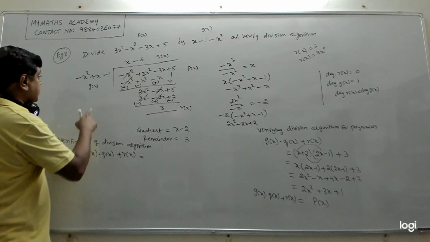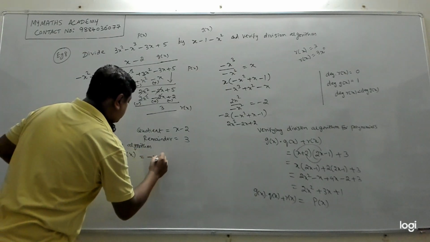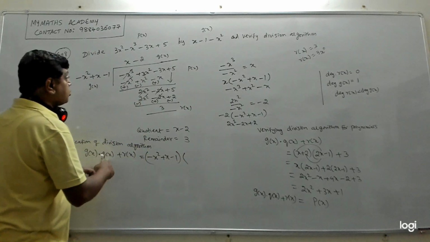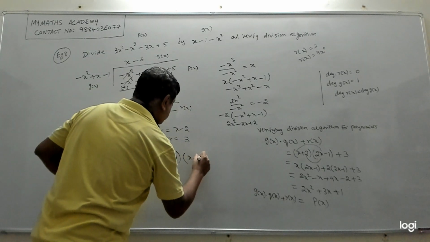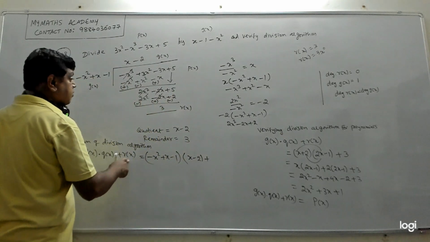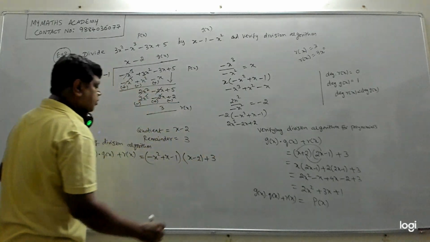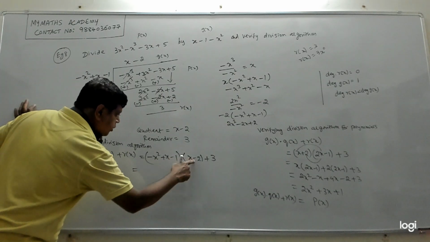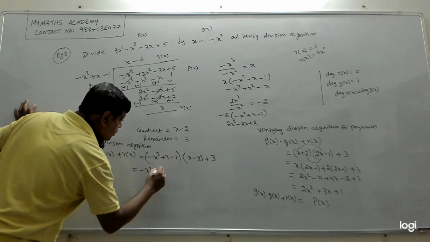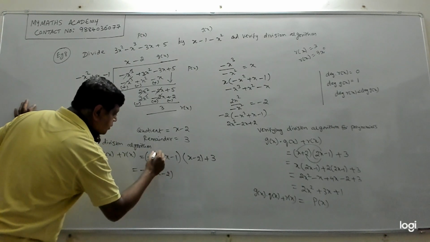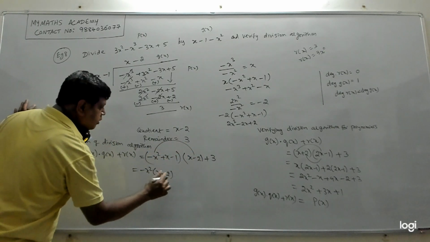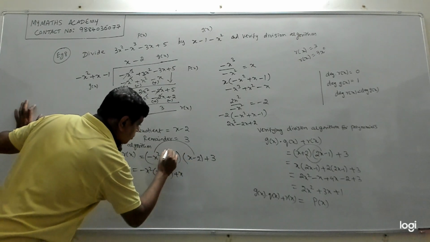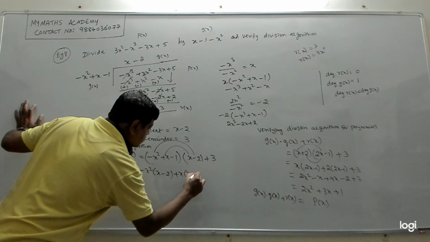Right? So now g of x is this, which is minus x square plus x minus 1 into q of x. Q of x is x minus 2 plus r of x. R of x is 3. Now let's do a normal multiplication. So if we do multiply, what do we get? So we get minus x square into x minus 2, which means this into x minus 2. Then plus x into x minus 2. Plus x into again the whole thing, x minus 2.